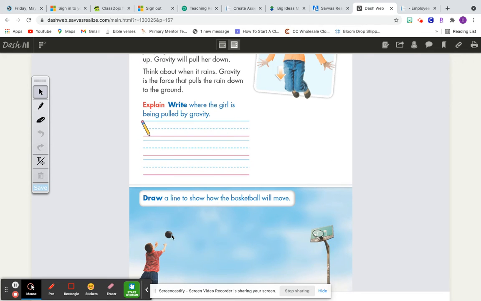So for this little exercise, if you think about what is going to happen to the ball, you can draw a line. You can pause the video to take time to draw a line. But basically what would happen, the boy is pushing the ball up, and it's going to go up, and hopefully he's pushing it with enough force to get to the basket. But then once it gets there, it's going to come down because gravity is going to pull it down. So he is pushing it up, and gravity will pull it down.